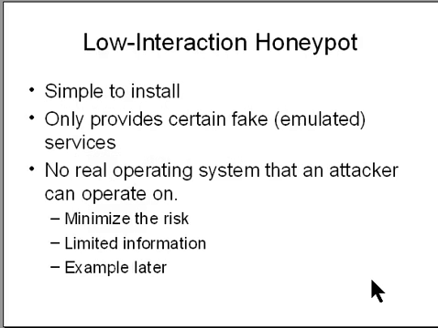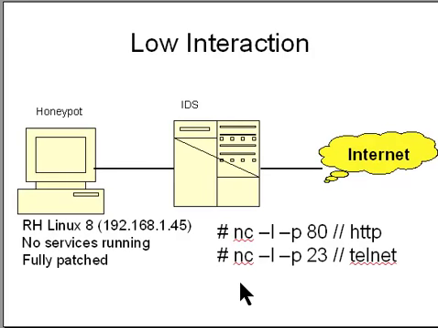Okay, the low interaction honeypot is very simple to install, and in fact I'm going to point you to one later on that you can put on your own system. It's pretty neat and it's free. These systems only provide certain fake, that is emulated, services, so it appears that you're running SMTP, FTP, Telnet, and so on. But there is no real operating system that an attacker can operate on. This is not the case in the one that we're going to talk about later. If you are doing something of this nature, it does minimize the risk, but you gather limited information about the motives of the attacker. And here's a really simple example they can use.